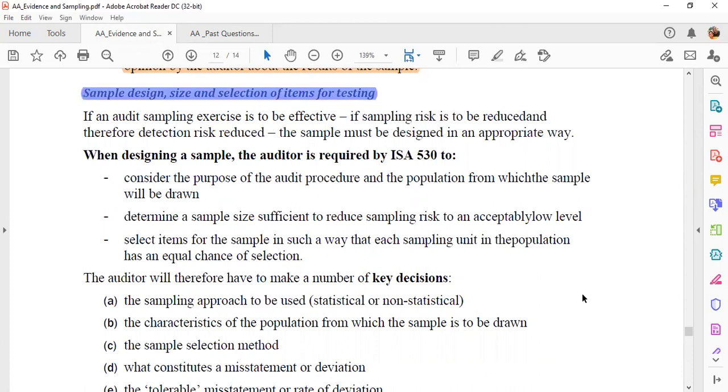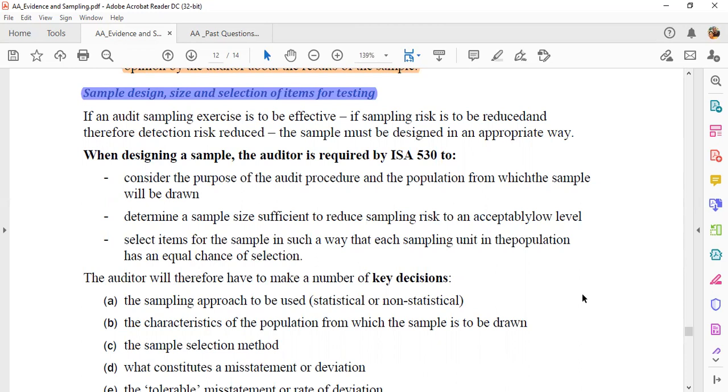If an audit sampling is to be effective, if sampling risk is to be reduced, and therefore detection risk is going to be reduced, and in practice we set non-sampling risk to 0, because non-sampling risk is a risk that does not arise from the sampling itself. The auditor must design an appropriate sample. You have to design it very well.